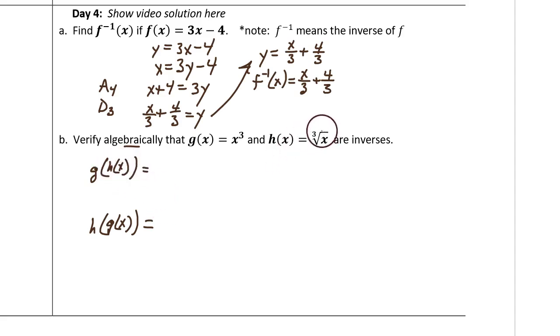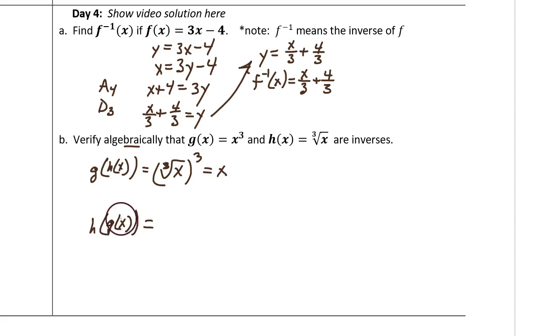H of x is the cube root of x. Let's take the cube root of x and input it in place of x in function g. So we have the cube root of x, and we're raising that to the 3rd power. Because the exponent matches the index, the final answer is x.